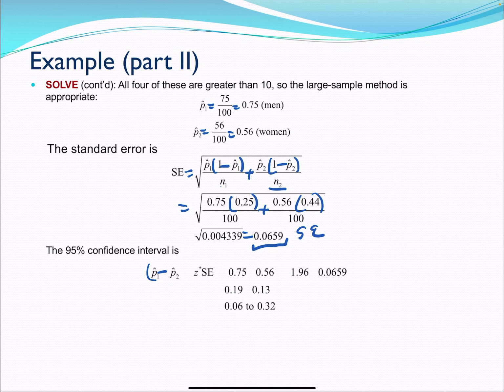Now that I know my standard error, I can build my 95% confidence interval: P1 hat minus P2 hat plus or minus Z critical times the standard error. So I'm going to have 0.75 minus 0.56 plus or minus 1.96, this is the Z critical for the 95% confidence level, times our standard error, which was 0.0659. So I get 0.19 plus or minus 0.13. That would give me 0.06 to 0.32.